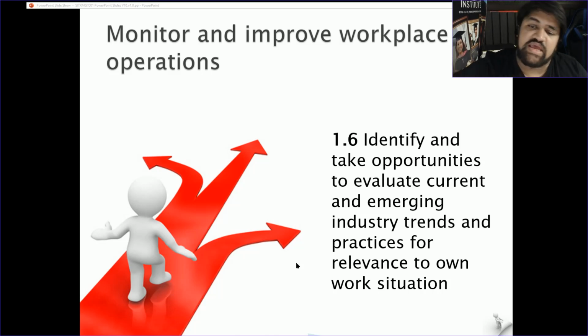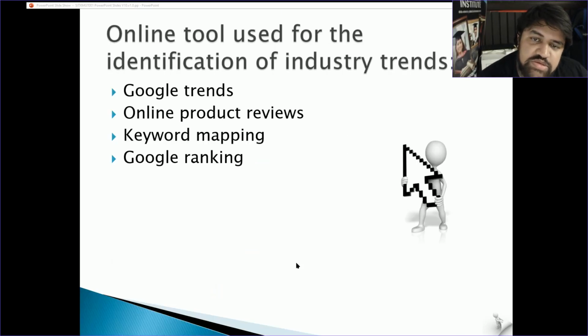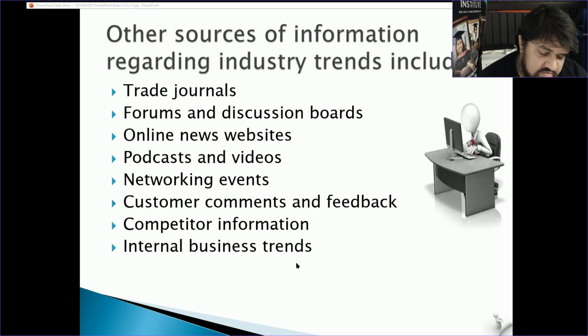1.6, identify and take opportunities to evaluate current and emerging industry trends and practices for relevance to own work situation. Online tools used for the identification of industry trends. So we've got Google, we've got online product reviews, keyword mapping. There's various ways to figure out trends. Other sources of information regarding industry trends include trade journals, forums and discussion boards, online news websites, podcasts and videos, networking events, customer comments and feedback, competitive information, internal business trends.